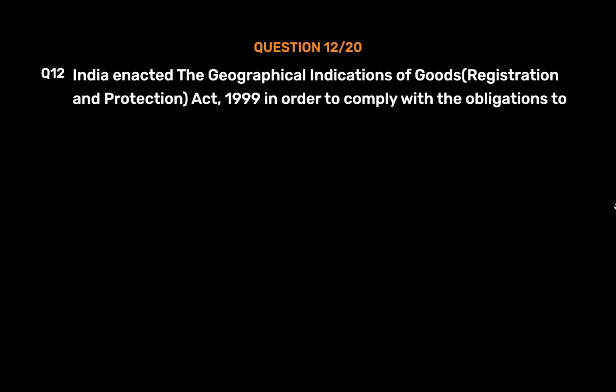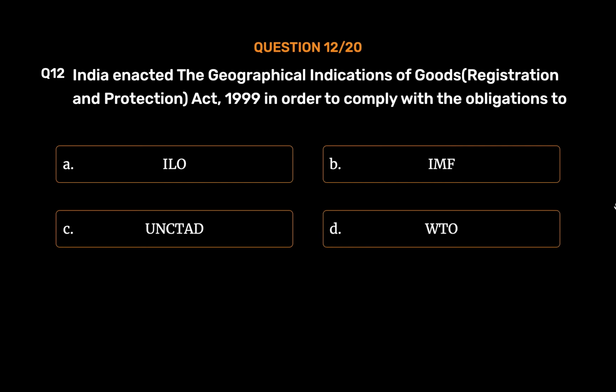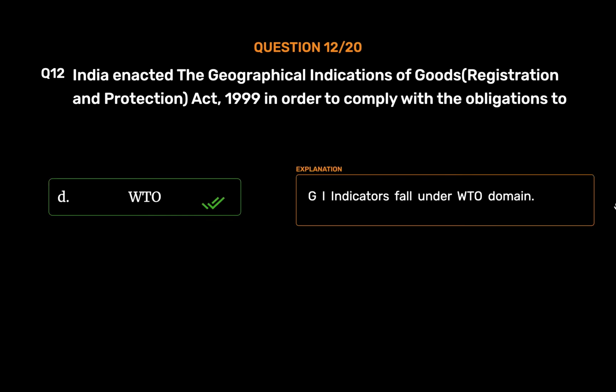India enacted the Geographical Indications of Goods Registration and Protection Act, 1999 in order to comply with the obligations to: Option A. ILO. Option B. IMF. Option C. UNCTAD. Option D. WTO. The correct answer is Option D, WTO. GI indicators fall under the WTO domain.